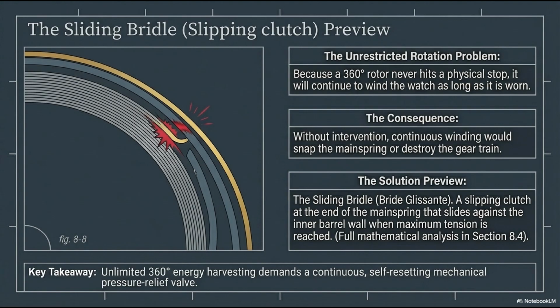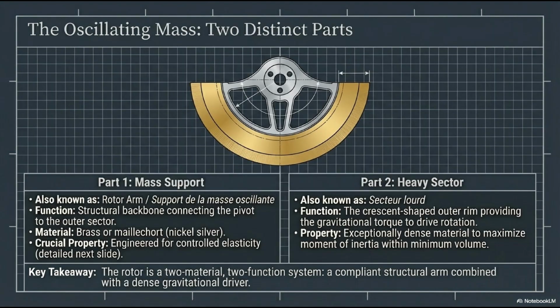The solution to this paradox is the sliding bridle, or bride glissant. Look at the diagram of the barrel. Instead of the outer end of the mainspring hooking rigidly into the barrel wall, it is attached to a stiff, curved piece of spring steel, the bridle. This bridle presses outward against the smooth inner wall of the barrel using friction. When the mainspring reaches its maximum safe tension, the rotational pull overcomes the outward friction, and the bridle simply slides, or slips, along the inner wall, safely venting the excess energy. We will do a full mathematical analysis of this slip later, but remember, unlimited harvesting demands a continuous pressure relief valve.